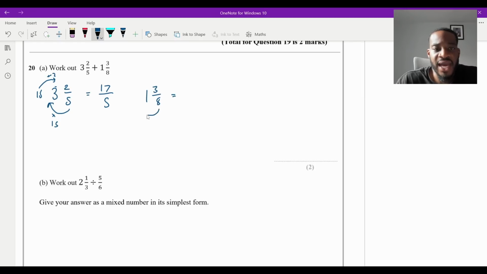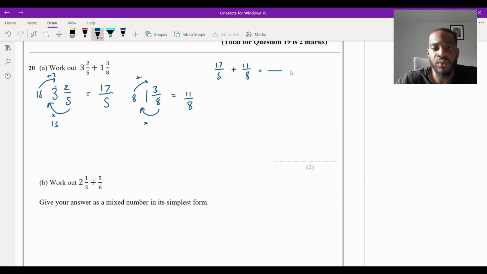And then the next one is 1 and 3/8. This one, we're going to do 8 times 1, which is just going to be 8, and then add that on to the numerator, which is 3. That's 11, so it becomes 11/8. So what we're actually working out is 17 over 5 plus 11 over 8.